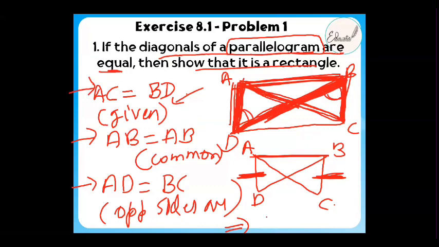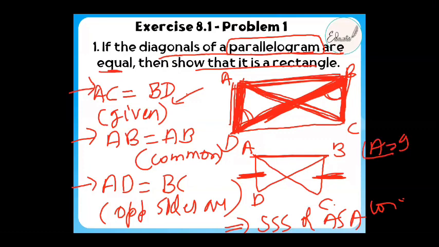So according to the SAS postulate or ASA postulate, whichever you want, you can prove the congruency in these two triangles. This triangle is congruent to this triangle. First we have proven the congruency. Now after proving the congruency, we just want to prove that angle A is equal to 90 degree, angle B is equal to 90 degree, angle C is equal to 90 degree, angle D is equal to 90 degree. So to prove this, what do we need now, beta?